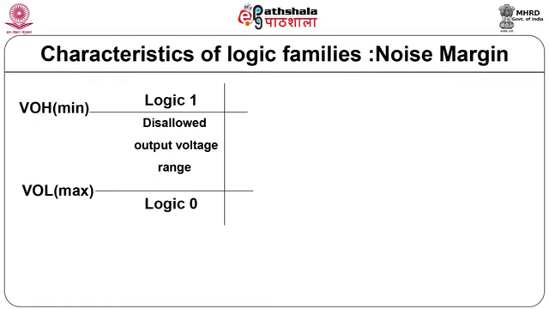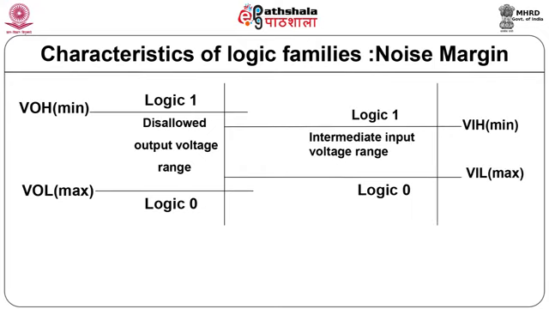On the slide, you can see the values of VOH min, that means the minimum output voltage which is referred to as high, that is logic 1, and VOL max, the maximum output voltage which is referred to as low, that is logic 0. The range between VOH min and VOL max is the disallowed output voltage range. You can see the window between the logic 1 and logic 0 of output, which corresponds to the logic 1 and logic 0 of input.